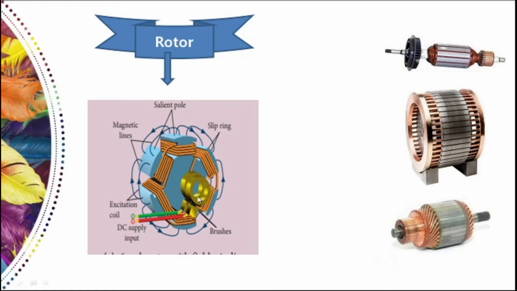In order to maintain the connection between the DC source, the DC supply, and the armature field windings, they keep 2 brushes. What is the work of these 2 brushes? They are used, which continuously slide over the slip rings.